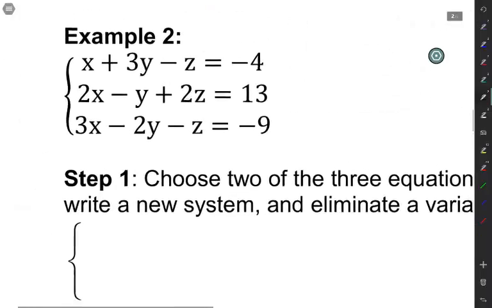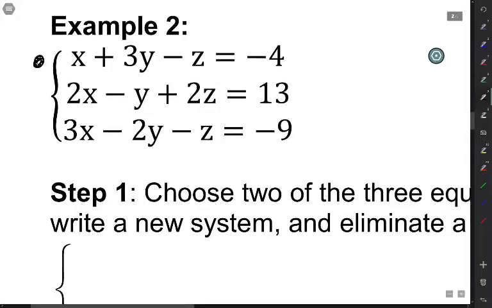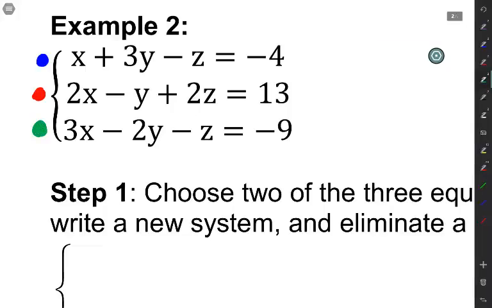Let's do some analyzing here. Top one, we're going to make blue. Middle one, we're going to make red. Bottom one, we're going to make green. Analyzing. Which variable do you feel is the easiest to eliminate? And you're going to have to give me a reason why.